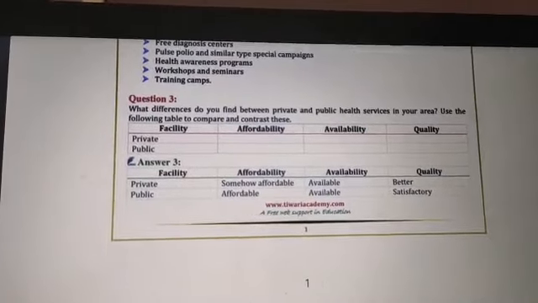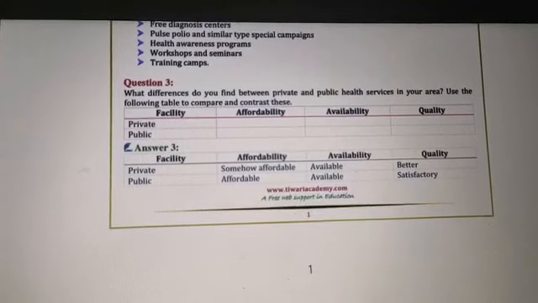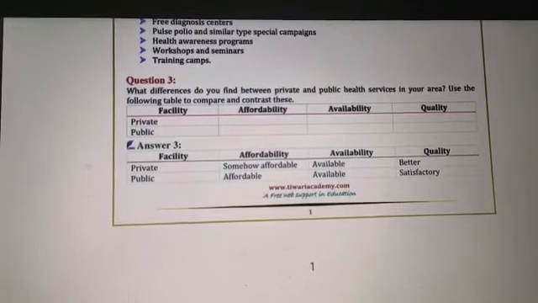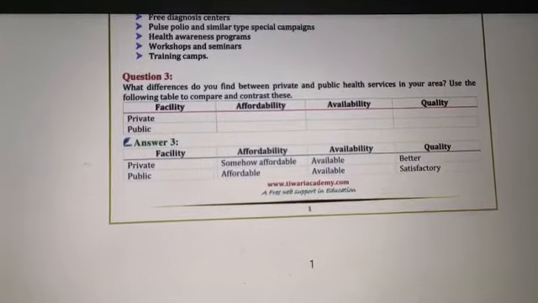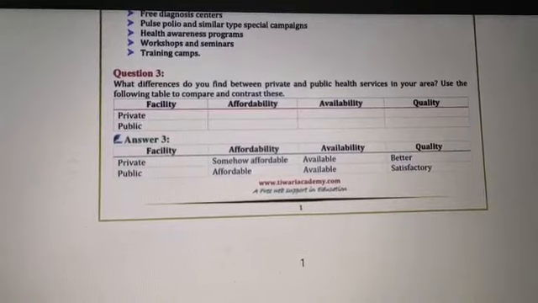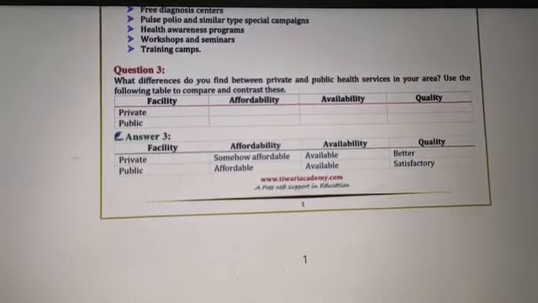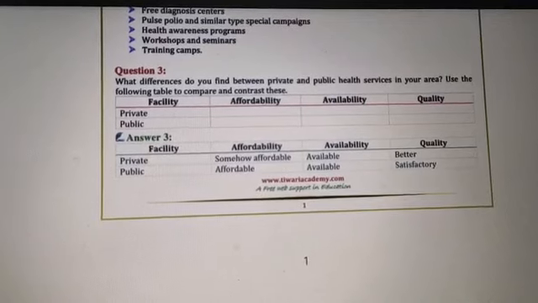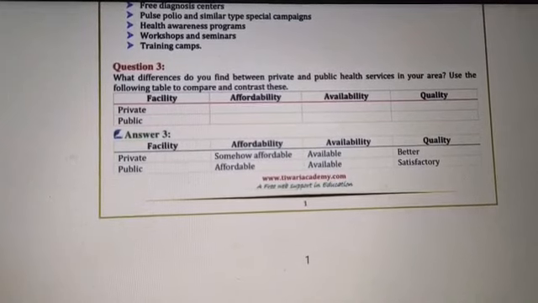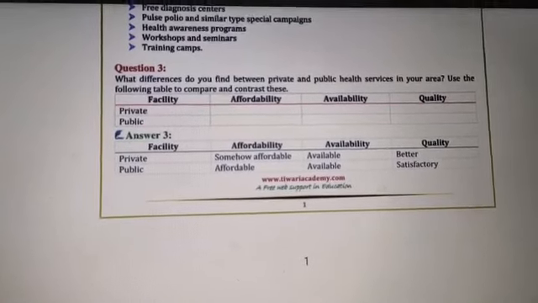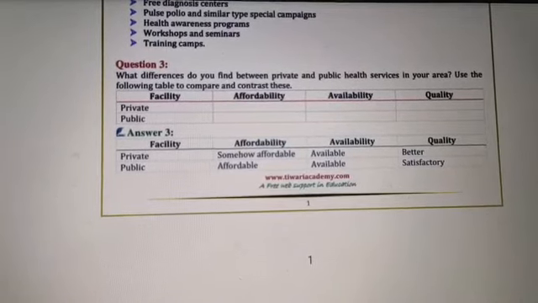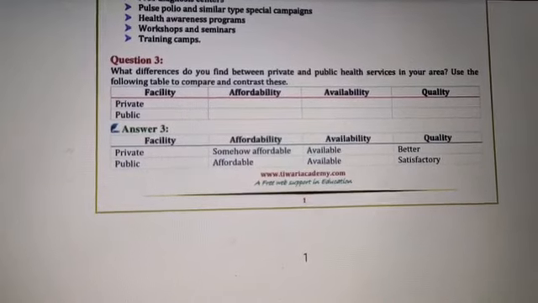So the next question is, what differences do you find between private and public healthcare services in your area? Use the following table to compare and contrast these. You may have seen many private and public healthcare services, that is private hospitals and government hospitals. You may have seen that there are a lot of differences between both of them. Whatever you have seen in both the healthcare centers, you have to write over here. First of all, the facility. In the facility you have private and public, then affordability, then availability, then quality. So this you can do on your own.